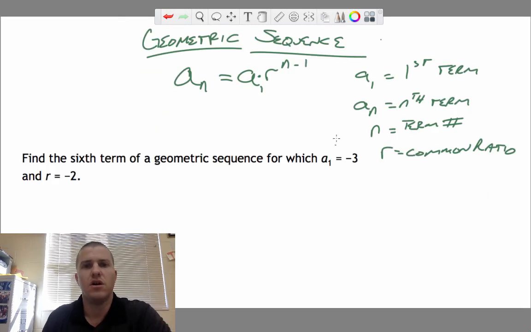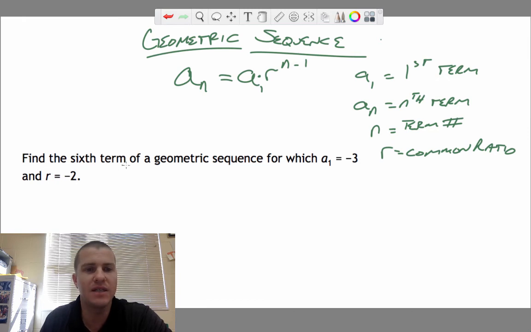But here is the arithmetic means. So for a geometric sequence, it's the formula a sub n equals a sub 1 times r raised to the n minus 1. a sub 1, a sub n, and n are all the same. The r is the common ratio. Okay, and this makes an exponential equation, which is why it's r raised to the n minus 1.